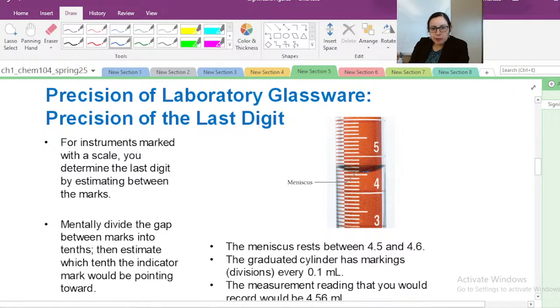So we have water with our meniscus here, and we can measure it accurately to 4.5. And then our last digit is uncertain, and we can estimate it. So 4.56 or 4.55, whatever. Of course, you can have different values for that last one. It's the same thing you have in your pre-lab question.